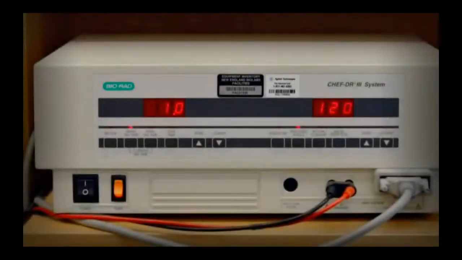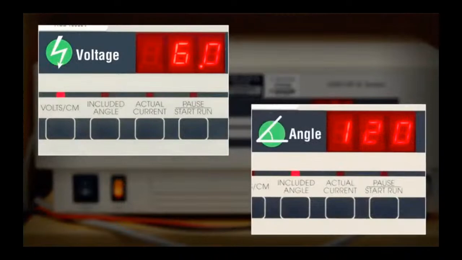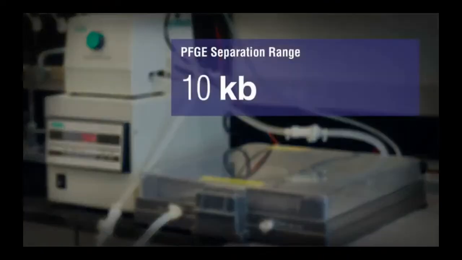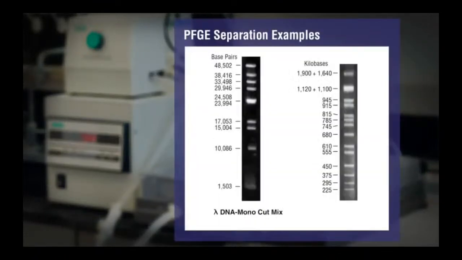Most PFGE protocols are optimized for 6 volts per centimeter gel runs and a 120-degree angle. With any PFGE system, depending on the migration protocol, you can separate DNA fragments or molecules from 10 kilobases to 10 megabases. Here are separation examples of the lambda monocut mix from 1.5 to 48.5 kilobases, and yeast chromosomes from 225 to 1900 kilobases.